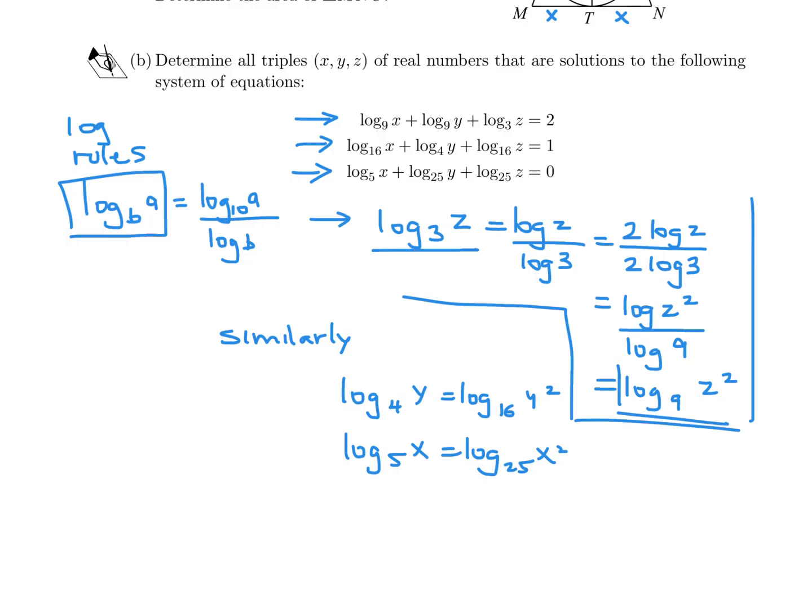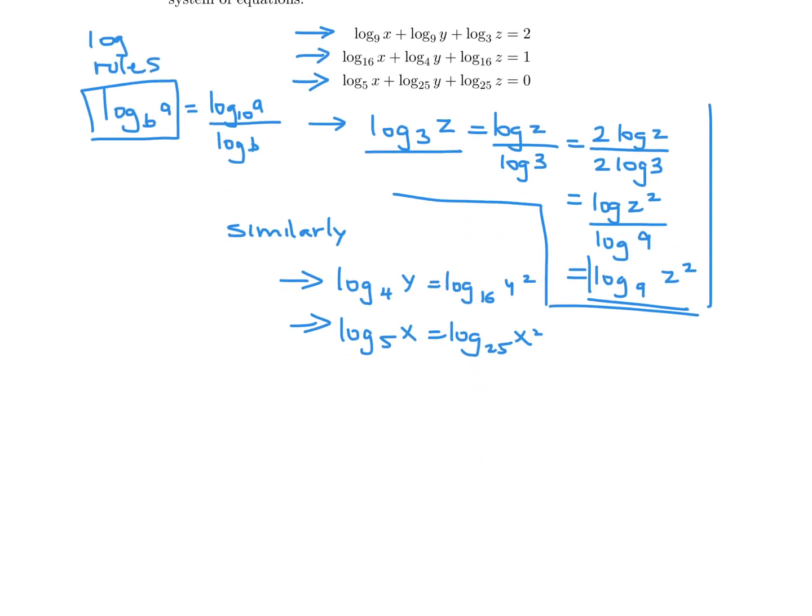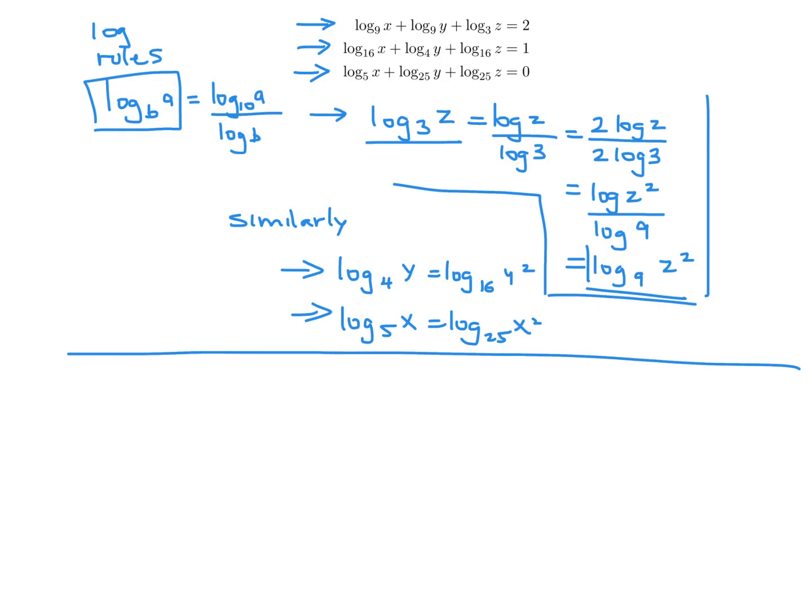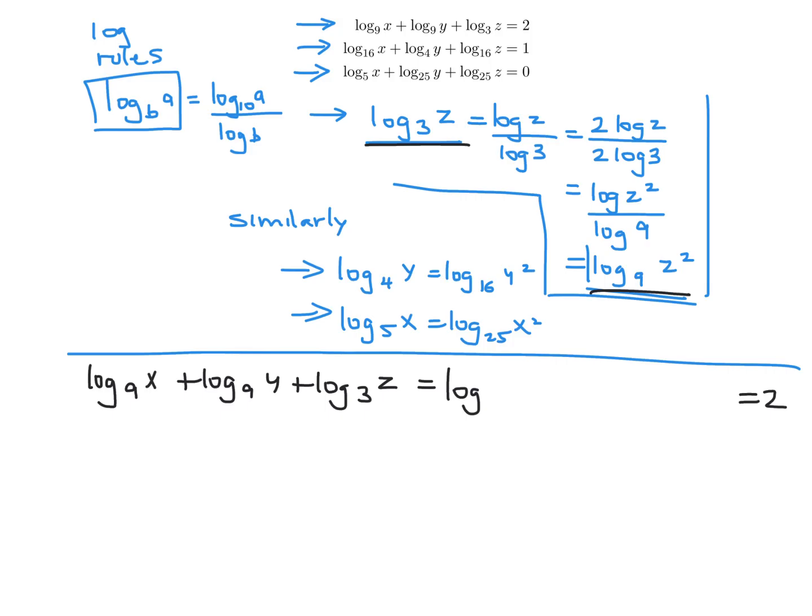That this equals this and these 2 guys. So here we go. So the first one, which is going to be the log of x to the base 9 plus the log of y to the base 9 plus the log of z to the base 3, that equals, well, it equals 2, but we want to modify it. So I'm going to put the log of z to the base 3 is equal to this guy. So the log of x to the base 9 plus the log of y to the base 9 plus the log of z squared to the base 9.